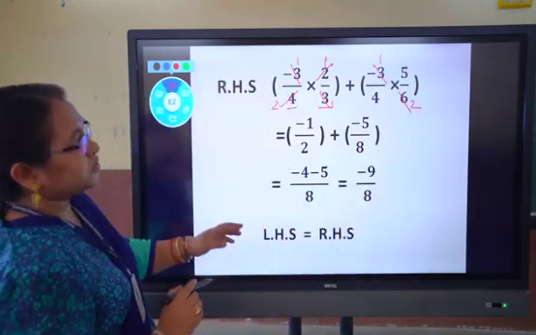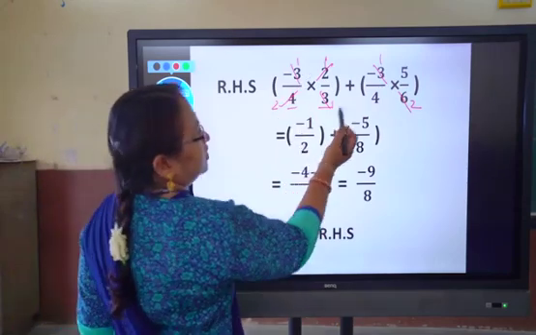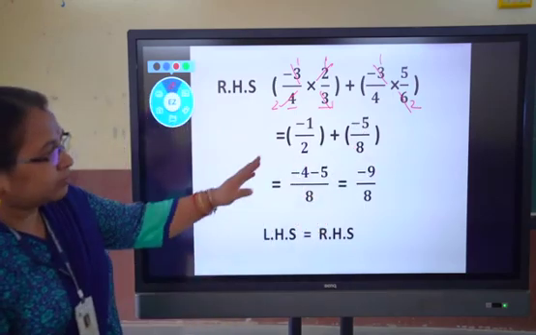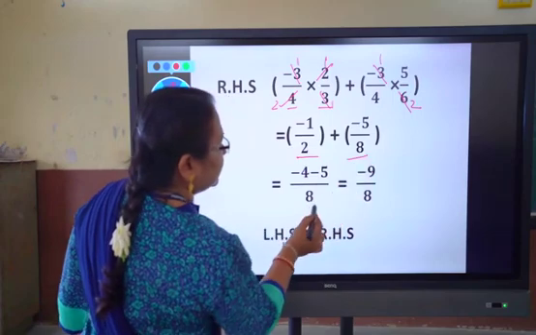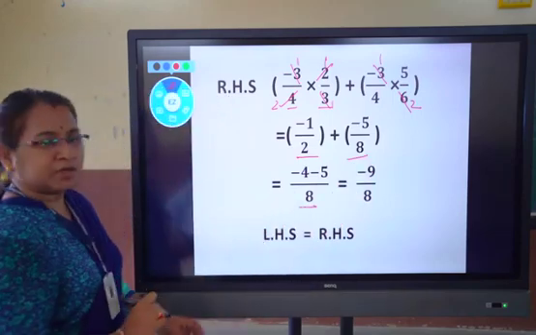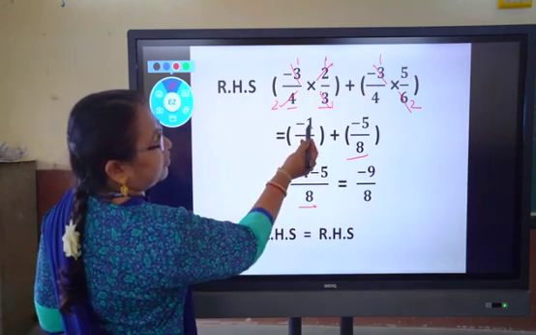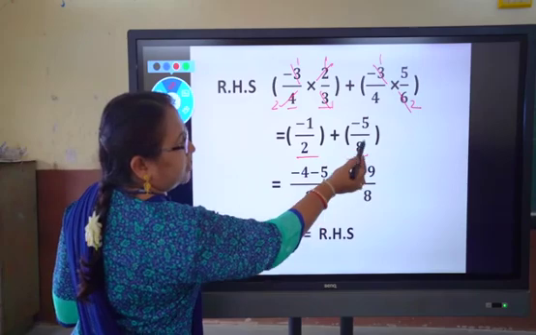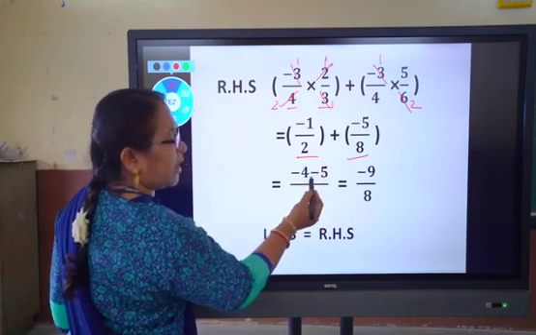So finally, how much are we getting? In the first one we are getting minus 1 upon 2, plus in the second one we are getting minus 5 upon 8. Now we will do the addition. The LCM of 2 and 8 is again 8. Then the numerators will be: 2 fours are 8. Then that 4 will be multiplied with minus 1, so it becomes minus 4. Then here 8 is already there, so the numerator will remain as minus 5, and plus minus becomes minus only.